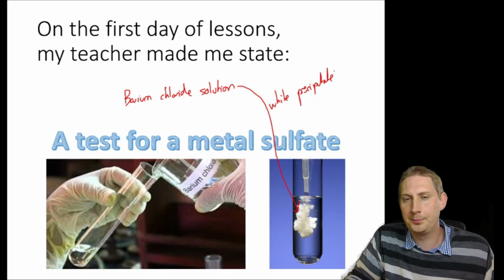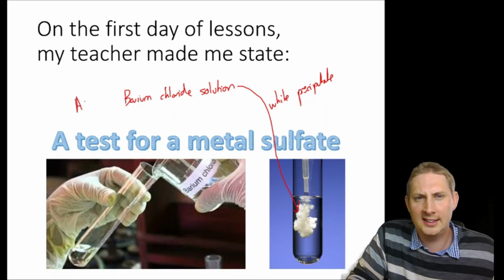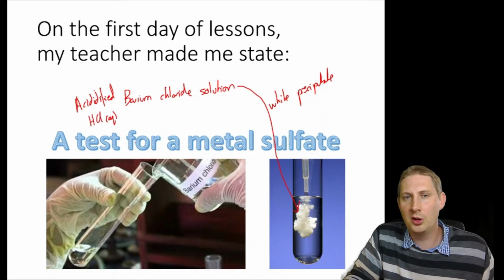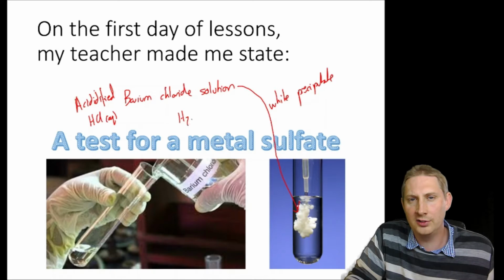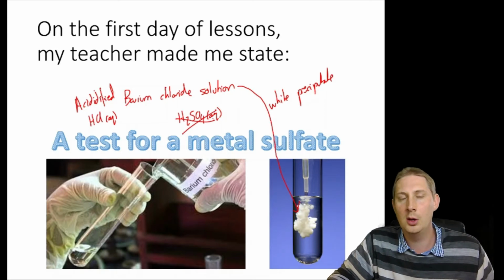being formed. However, there's a few things that can give a false positive, and therefore we need to add an acid. So it's not just barium chloride solution, it is actually acidified barium chloride solution. We would usually use hydrochloric acid. The one thing we would not use, for very obvious reasons, is sulfuric acid, because then we would be adding a sulfate ion and testing for a sulfate ion, which would be stupid.